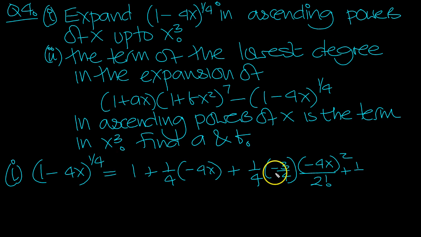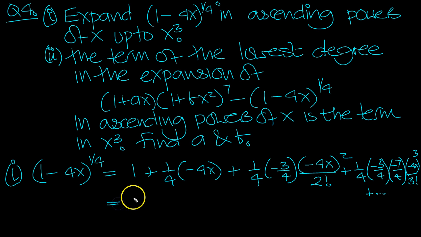n, which is a quarter, times (n minus 1), times (n minus 2), times x cubed over 3 factorial, plus dot dot dot.